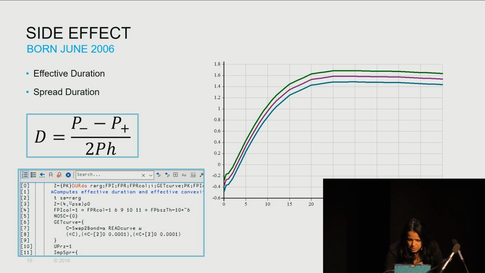So we did a shift of 1 basis point of the curve, and we obtained a fair price, P plus. We did another shift of the market curve of -1 basis point, and we obtained another price, P minus. This is the incremental ratio, a proxy for a first derivative. And in the function, you can see that we read the market curve with this read curve, and we have our market curve, the curve less 1 basis point, and the curve plus 1 basis point.